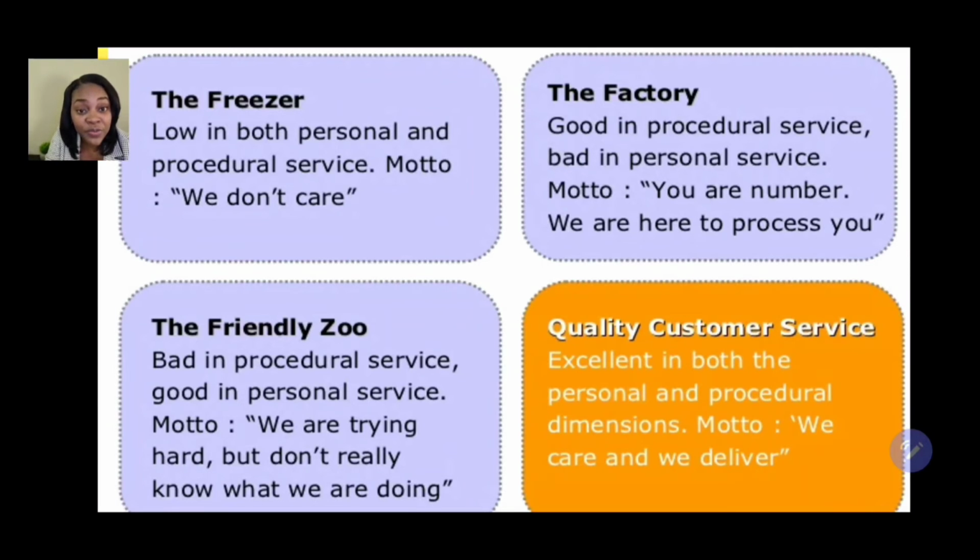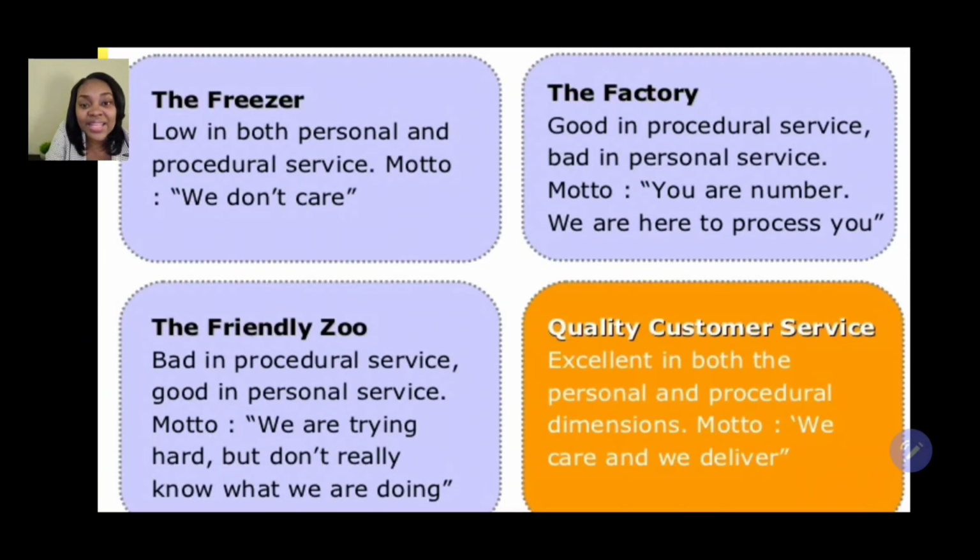Now the motto for the friendly zoo is, we are trying hard, but we don't really know what we're doing. They're trying hard to make you feel comfortable, to smile, to communicate, to show empathy, to be responsive. But there are no established procedures. There's nothing there to follow. It's like they don't know what they're doing, but they're just overly friendly, right?